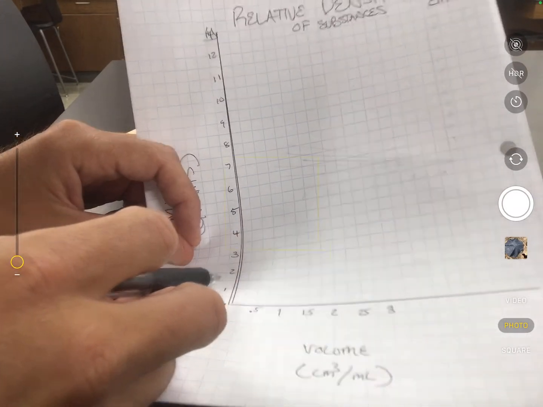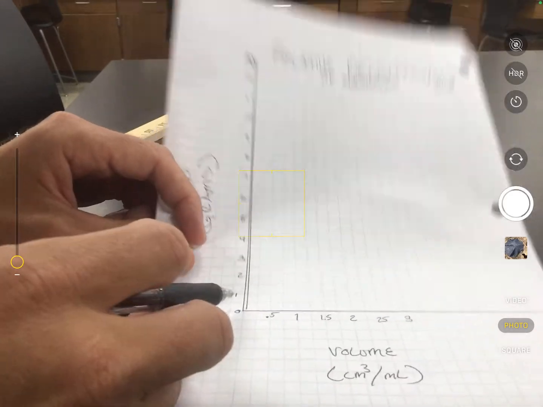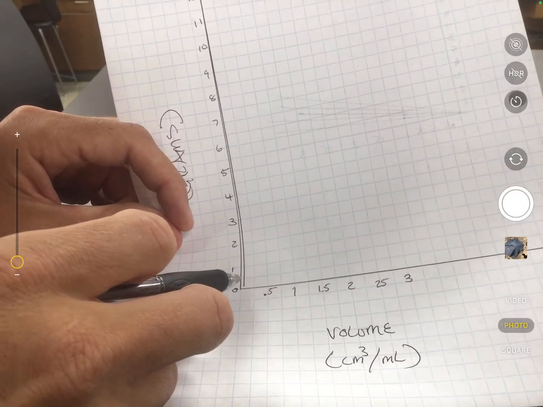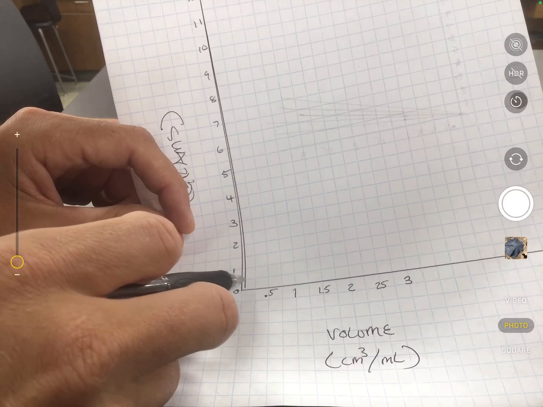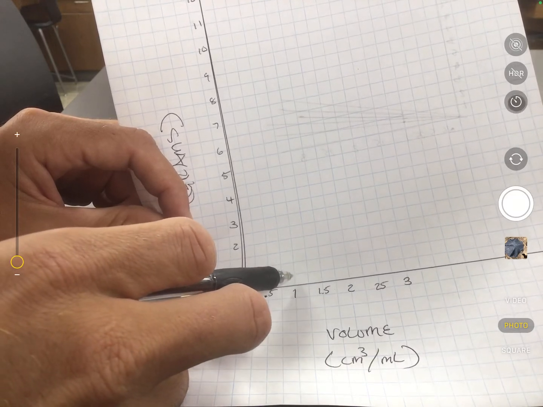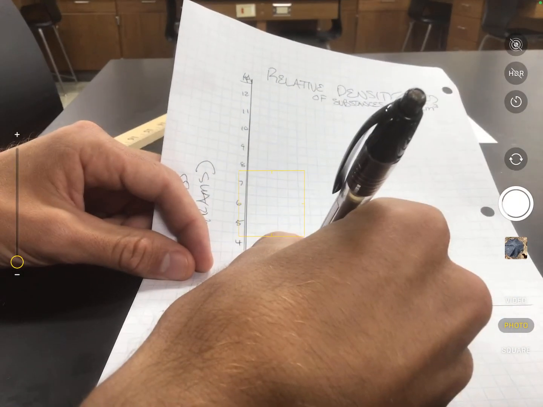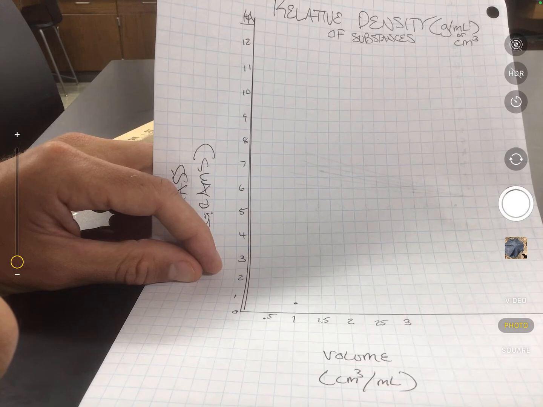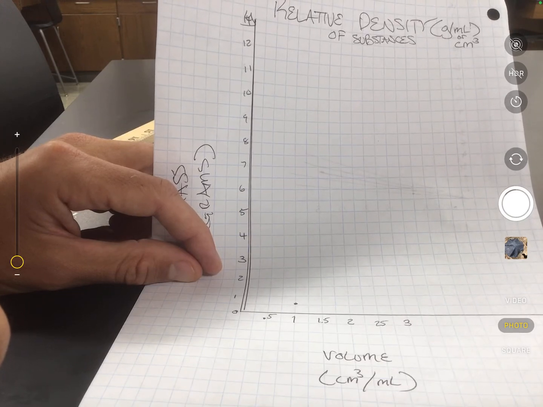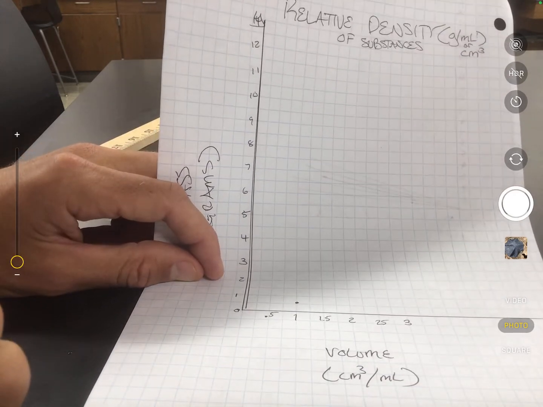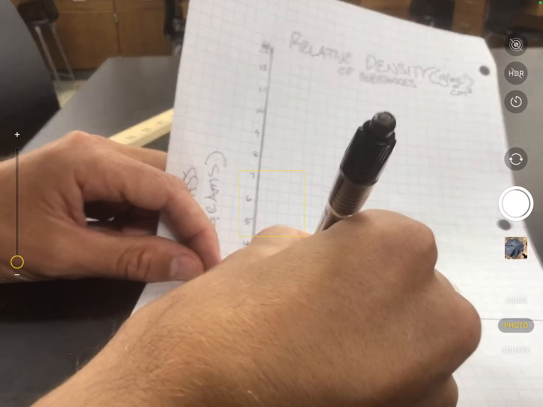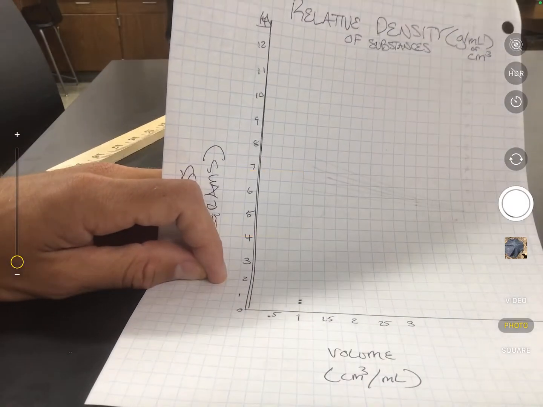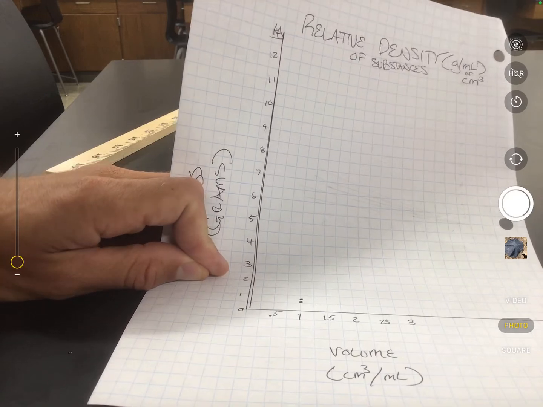Our lowest was oak, which was 0.59. 0.59 is going to be basically halfway between 0 and 1. So on this line, I'm going to find 1 milliliter and put a plot there. So 0.59 is just going to be just over that. And then my next value is going to be gasoline at 0.7. So that's going to be right above that. And then my next value is 0.89, and that's vegetable oil.